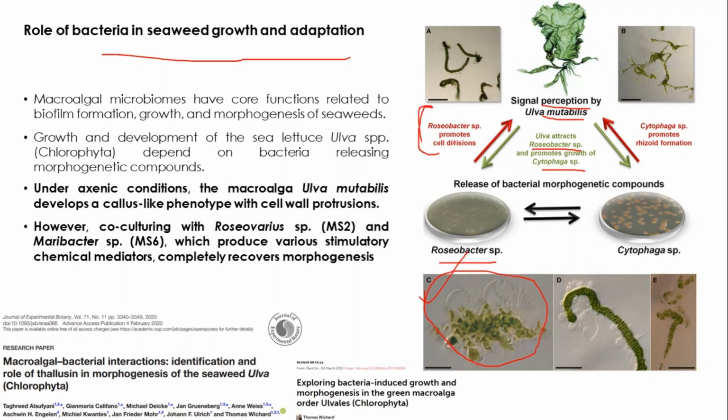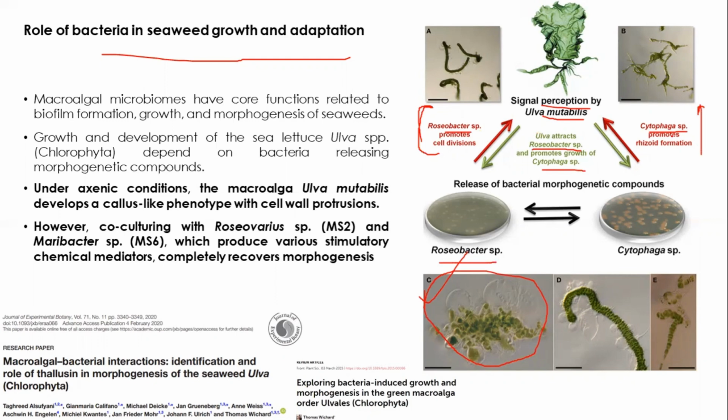So it means that Roseobacter is giving certain regulators for the cell division in Ulva. And then the Cytophaga, when it is added back to the Ulva, it is leading to the rhizoid formation. So you can see the rhizoids here, right? Only once you combine the Roseobacter and Cytophaga, then a proper structure of the seaweed is coming.